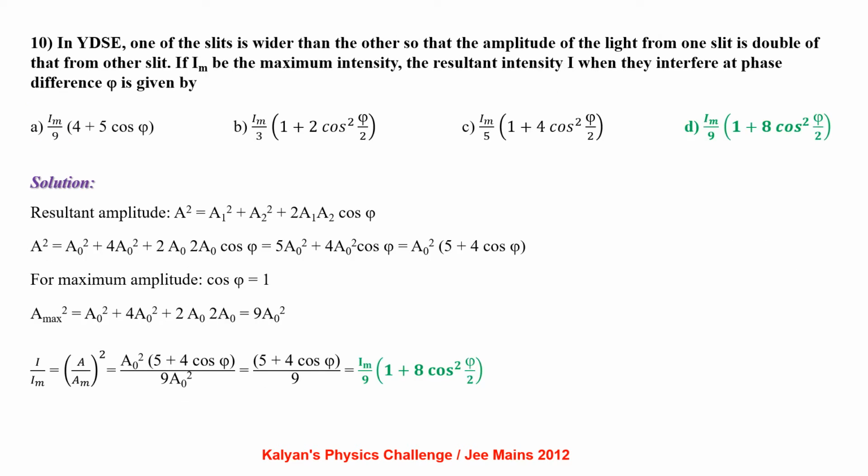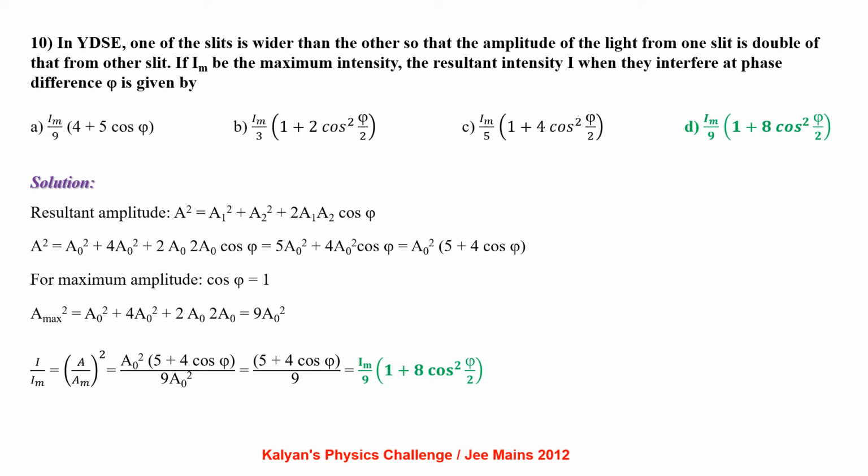In YDSE, one of the slits is wider than the other so that the amplitude of light from one slit is double that of the other slit. If Im is the maximum intensity, the resultant intensity I, when they interfere at phase difference phi, is given by: resultant amplitude A square equals A1 square plus A2 square plus 2 A1 A2 cos phi, that is A square equals A0 square plus 4A0 square plus 2 times A0 times 2A0 cos phi. Upon simplification, we have A0 square times (5 plus 4 cos phi).